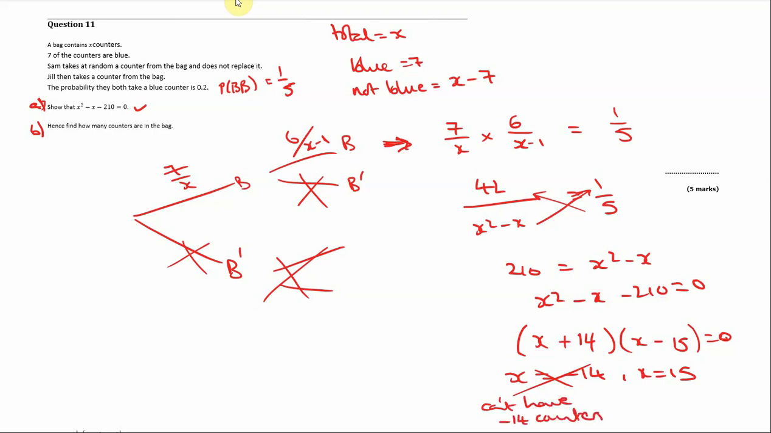Always give a sentence as well. Just leaving it out doesn't show your understanding of why you're leaving it out. So you just need to do a simple thing saying we can't have that. We can't have a negative amount of counters. So 15 counters in the bag. Easy peasy. And then the final question.